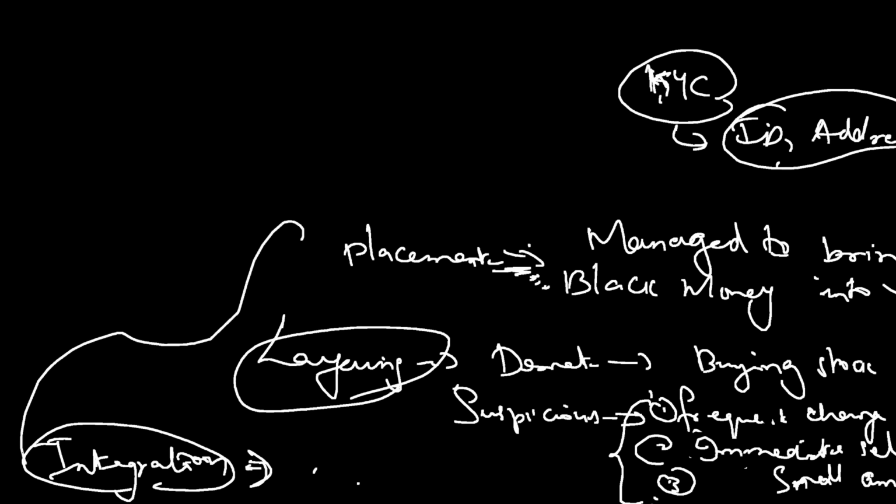These are the three steps by which a money launderer can convert his black money into white money. Okay, that's what this session is all about: placement, layering, and integration.